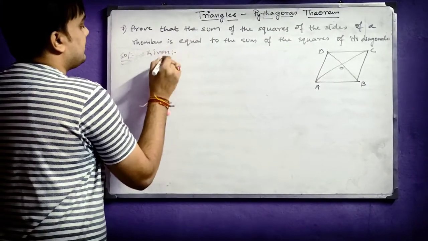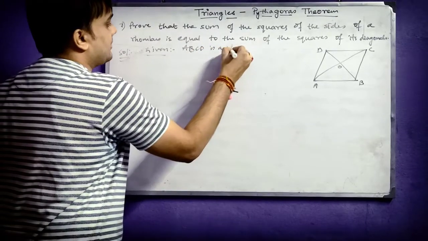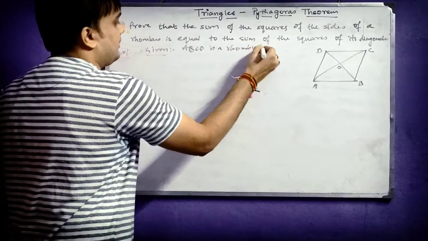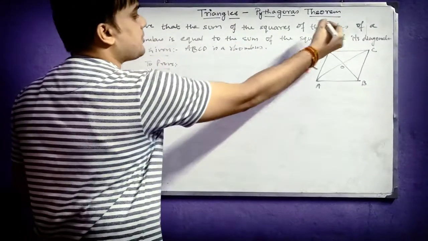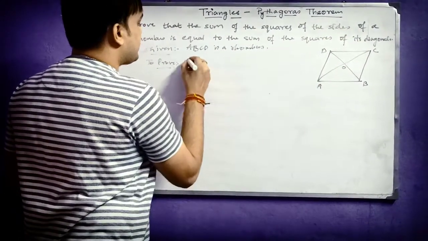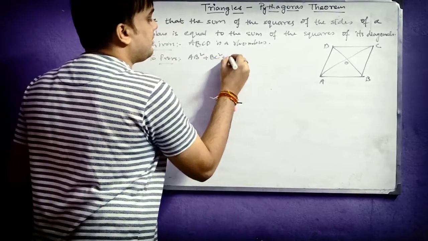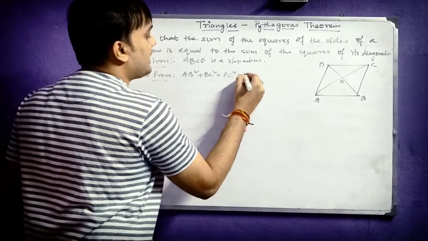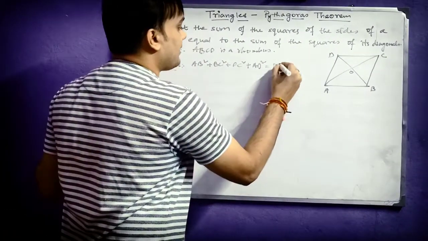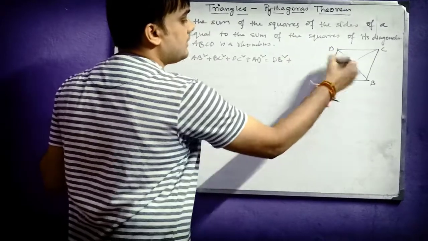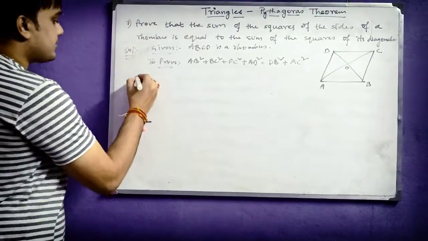Given is ABCD is a rhombus. We need to prove the sum of the squares of the sides of a rhombus, that means AB square plus BC square plus DC square plus AD square, equals the sum of the squares of its diagonals, that means DB square plus the next diagonal AC square. So this we need to prove. Let us prove this first.